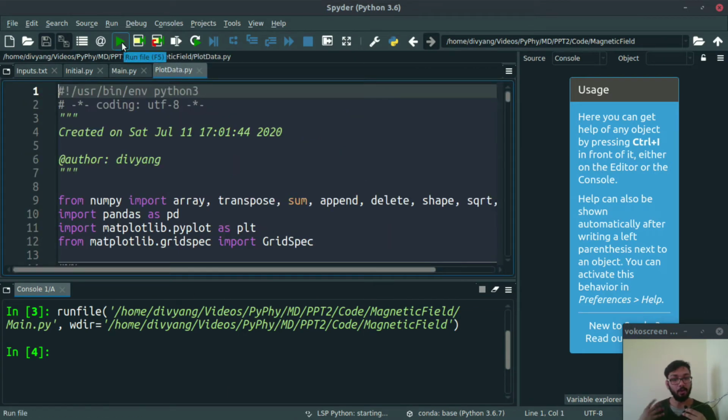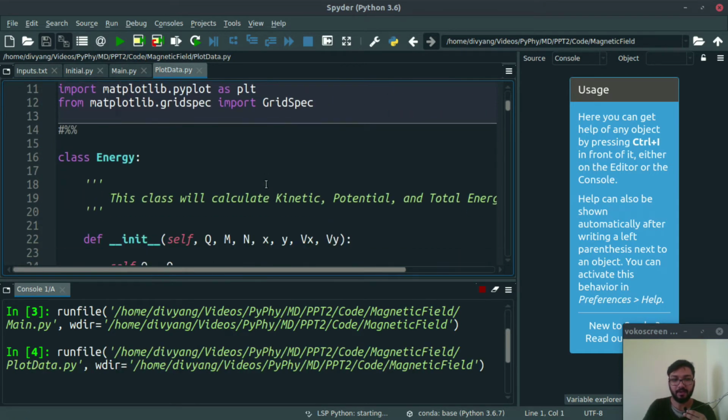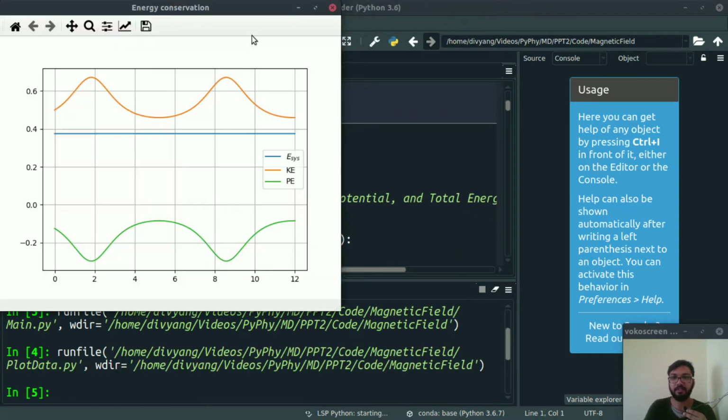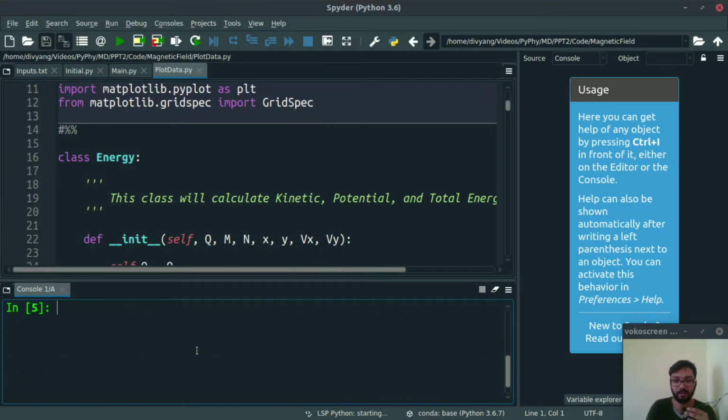Now we want to plot this data, okay? So I will run this plot_data.py file. Let's run this and see what we are getting. Yes, this is the energy profile, guys. As you can see here, we have this orange curve, which is our kinetic energy, and this green curve is our potential energy, right? And here also our total energy is remaining constant. That means this simulation is correct. Okay, we must check this thing.